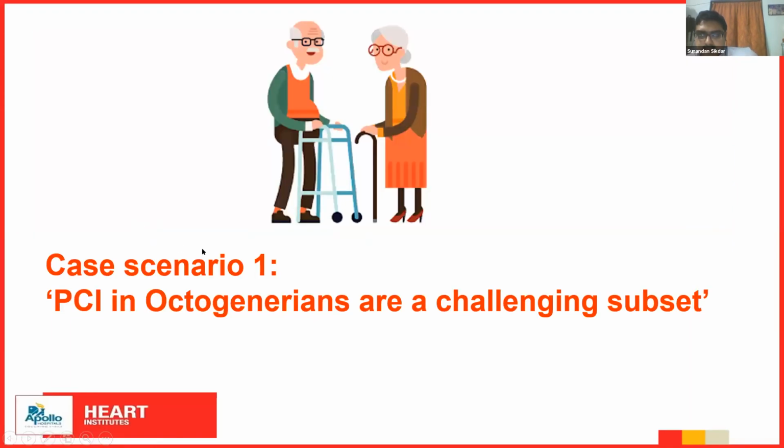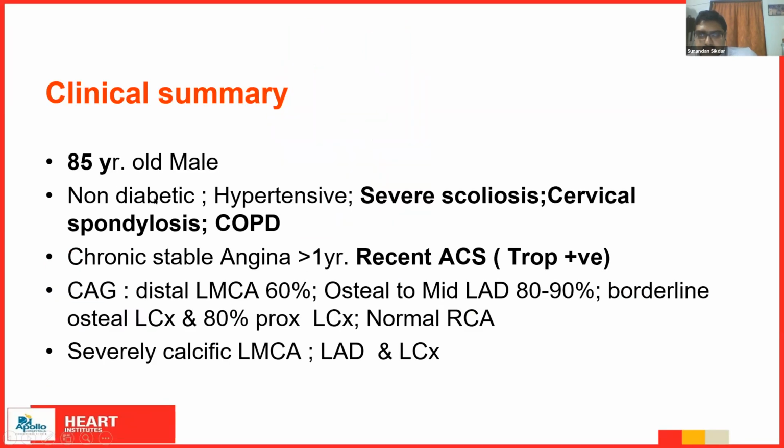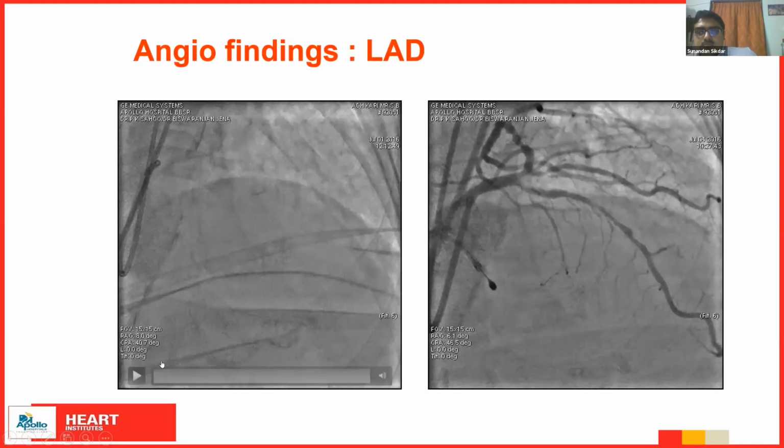Now, let me take up the first case. It is an octogenarian with a challenging subset, an 85-year-old male. The age itself is against him. He is non-diabetic, hypertensive, luckily, but has severe scoliosis, cervical spondylosis, and COPD. So these are certain factors where the surgeon is also reluctant to take him. He has chronic stable angina with recent ACS with troponin positive, a distal LMCA 60%, ostial to mid LAD 80 to 90%, borderline ostial LCX and 80% proximal LCX, a normal RCA, and all the arteries were severely calcific. So this is just the angio.